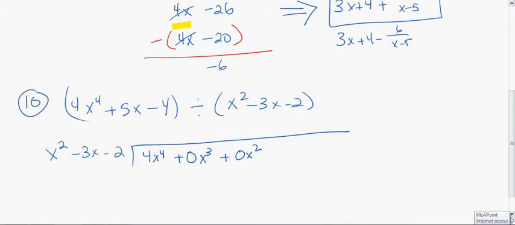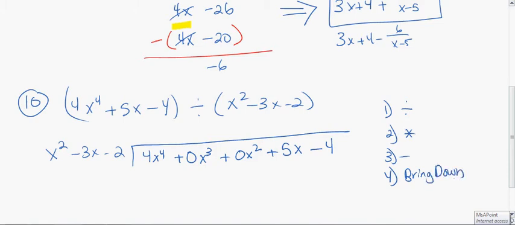Then I have a linear term, a plain old x. That's my plus 5x. And I have a constant, minus 4, the one that doesn't have an x at all. And now I'm ready to do my process. And I'm going to write down the process. Just helps me keep track of whether I've done everything I need to do. So let's see, I'm going to divide, and then I'm going to multiply, and then I subtract, and then the last thing I'm going to do is to bring down.